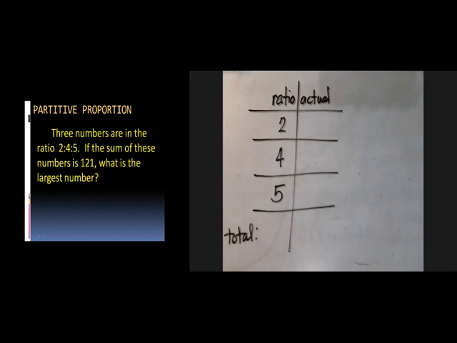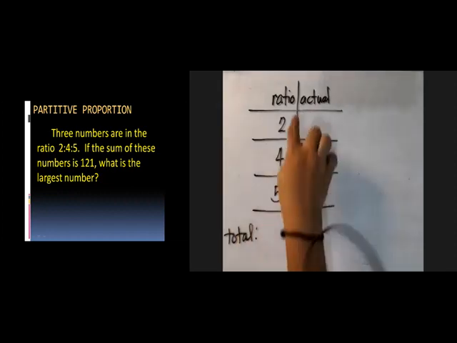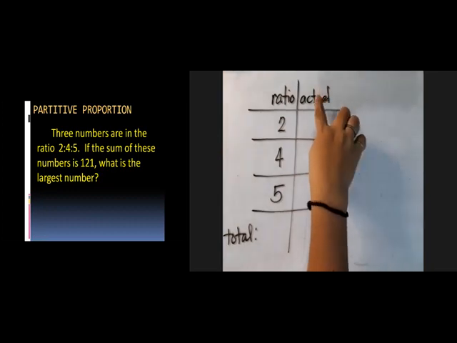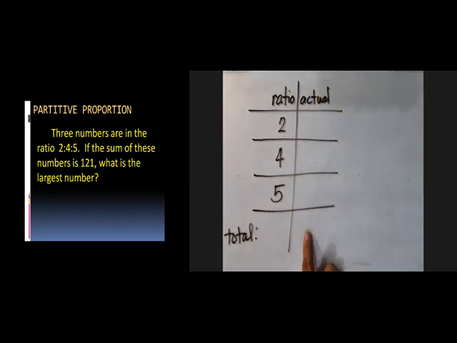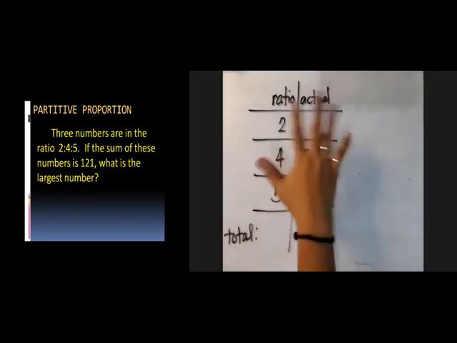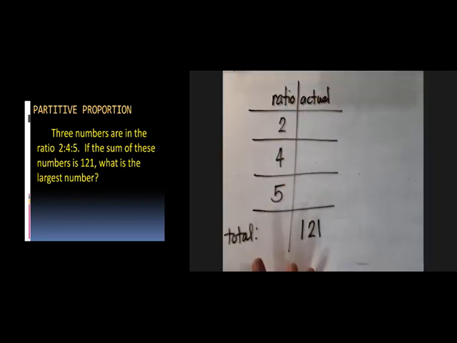Okay, 121. Sum daw yon ng mga numbers. Ano ba yan? Sum ng ratio or sum ng actual? Yon ay sum ng actual. Okay? So, dito natin ilalagay yung 121. Okay? Now, to fill in the table, isa-isa natin. Pinill up natin yung ratio, then we get 121. Yan yung mga given sa problem. Next would be to move on to what is asked. What is the largest number?